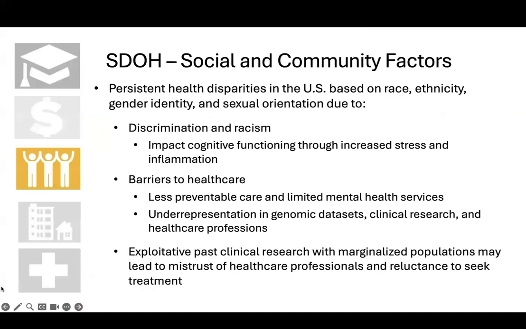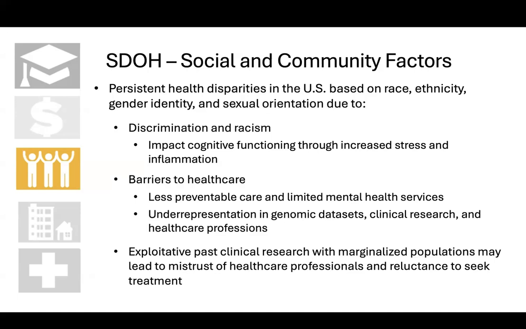Our next social determinant of health we'll talk about is social and community factors. So there are persistent health disparities in the US based on race, ethnicity, gender identity, and sexual orientation. Healthcare disparities exist between whites and minoritized ethnic groups, with many of these linked to higher rates of neurological diseases. Older sexual minority adults also face disparities, exhibiting higher rates of disability, higher rates of smoking, and worse mental health outcomes than heterosexual peers due to, again, that stress and discrimination.